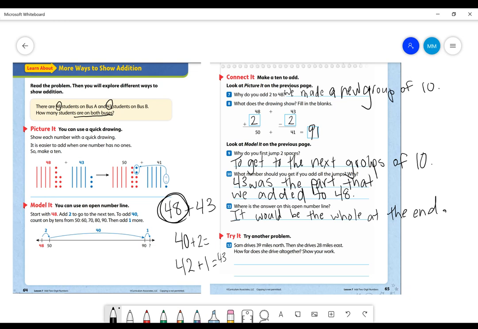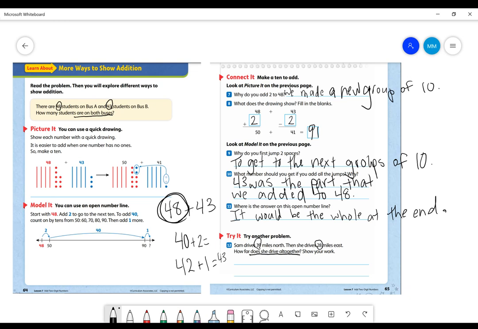Remember, if I have a word problem, I'm going to read it at least 2 times to know what my parts are or what my whole and a part is and if I am adding or subtracting. So I'm going to go back. Sam drives 39 miles north. Then she drives 28 miles east. How far does she drive all together? So all together means that I'm putting parts together. So I am adding. Very good, Smarties.